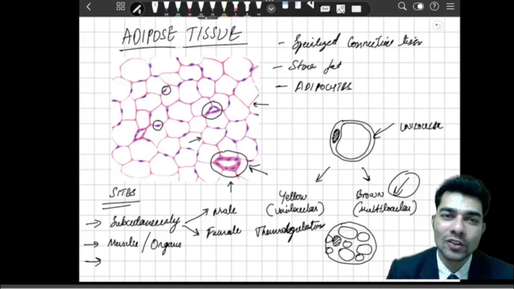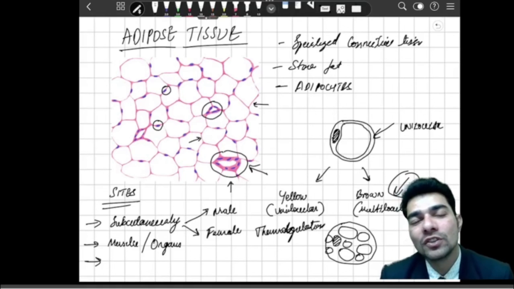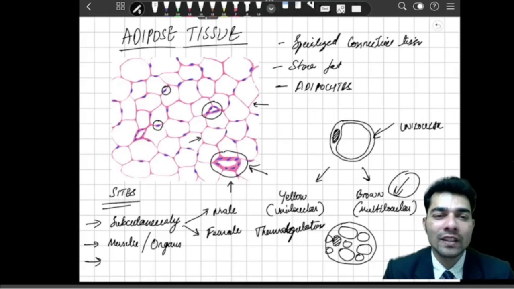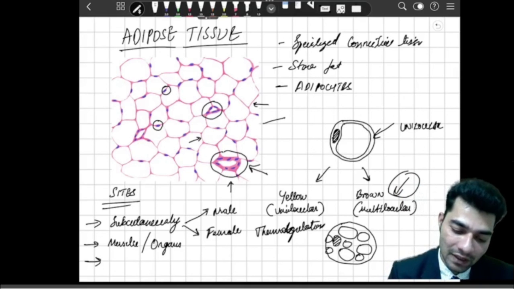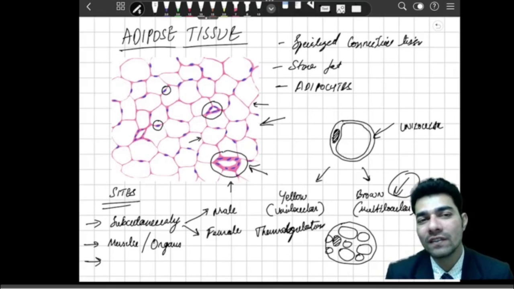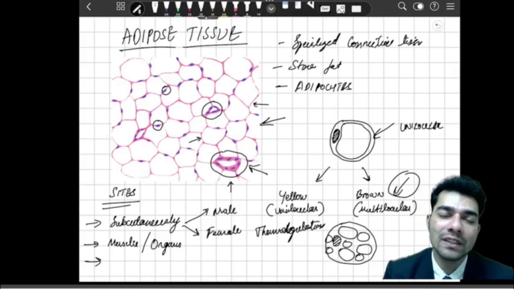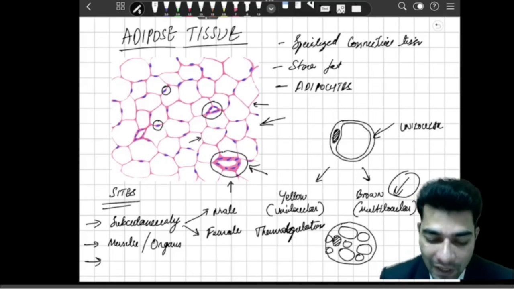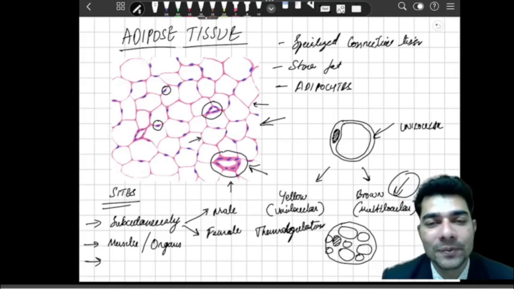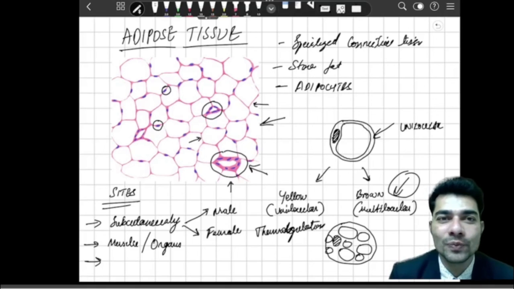Again, if you see a slide of adipose tissue or fatty tissue and it is clear, as we see here, this pattern of clearing is seen because of the histological technique, where the fat is removed. What you see is a whitish appearance with thin, peripherally pushed nuclei. So this was about adipose tissue. Thank you.